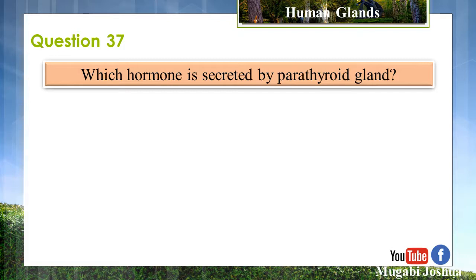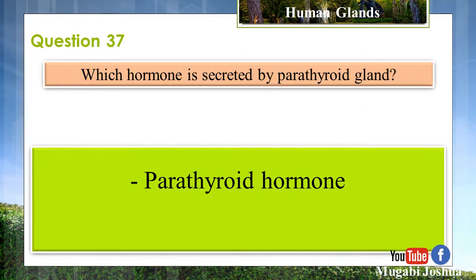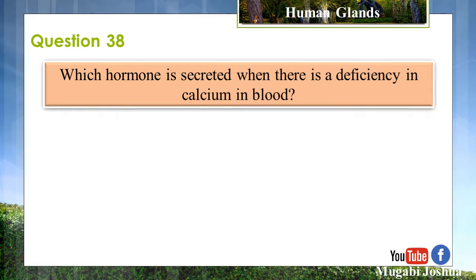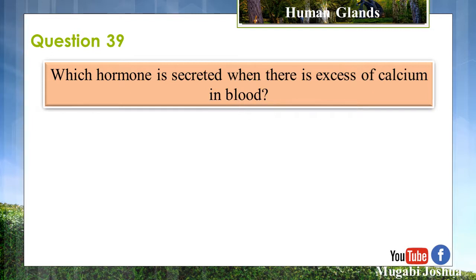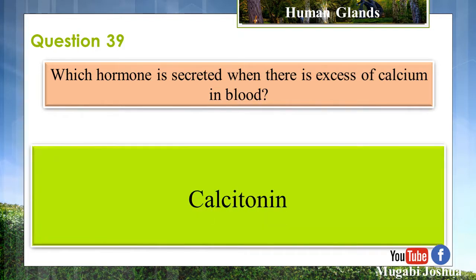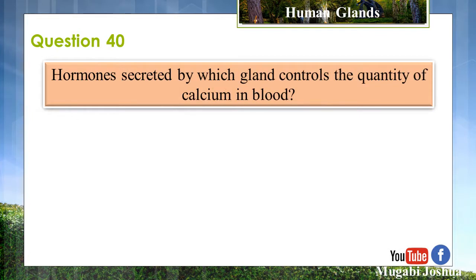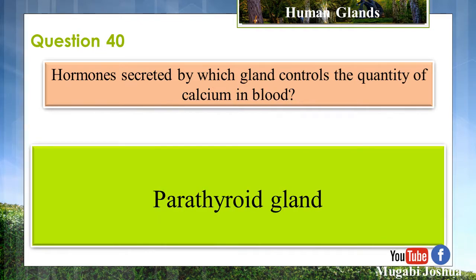Question 37. Which hormone is secreted by parathyroid gland? Parathyroid hormone. Calcitonin. Question 38. Which hormone is secreted when there is a deficiency in calcium in blood? Parathyroid hormone. Question 39. Which hormone is secreted when there is excess of calcium in blood? Calcitonin. Question 40. Hormones secreted by which gland controls the quantity of calcium in blood? Parathyroid gland.